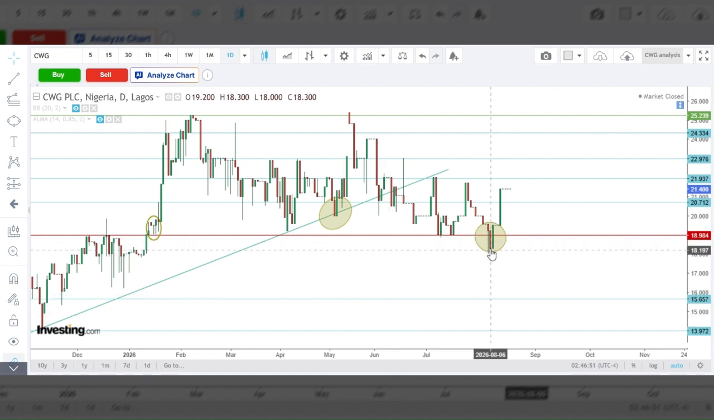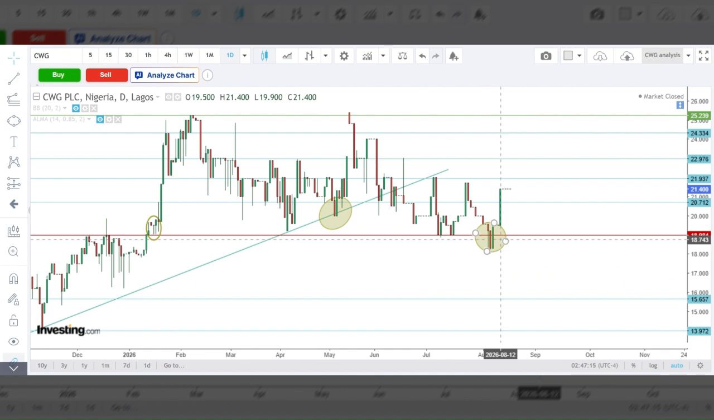So it came down, and then it went on a strong bullish run, which actually engulfed the previous candle, which was a bearish candle. So it formed an engulfing bullish pattern. I'm just using the charts to show you where this actually happens.